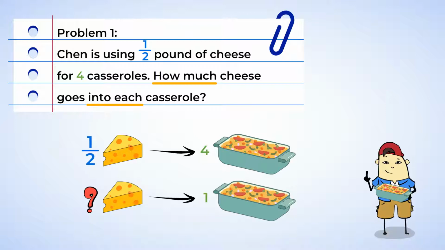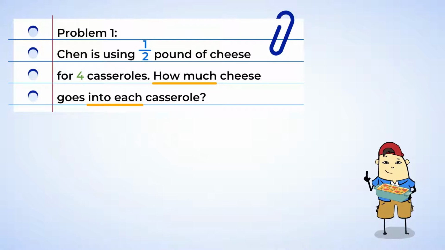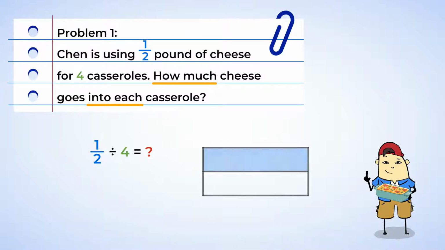Chen has 1/2 and needs to divide it into 4 sections. So we have to write the expression 1/2 divided by 4 equals what? Well, one of my favorite ways to help solve fractions is to visualize them. So we can draw a picture diagram to help us. Here we have a box that is shaded to represent 1/2. And the shaded portion is the 1/2 pound of cheese that Chen is going to use for the casseroles.